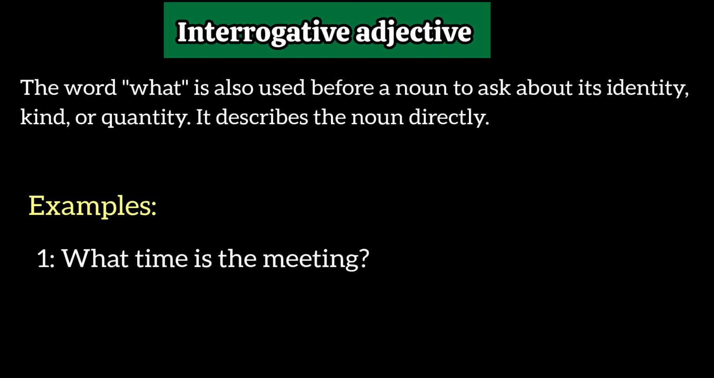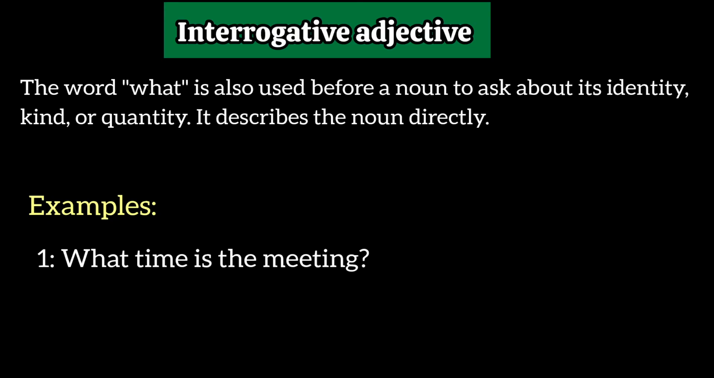Here, it does not replace the noun time, but rather asks for specific information about it, and in this case, which time the meeting is scheduled for. Therefore, it is qualifying the noun time, making it an adjective in function, while still serving the purpose of introducing a question. That is why it's called an interrogative adjective.